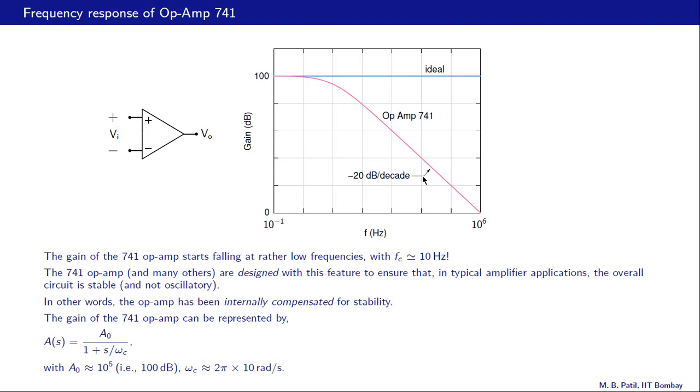So what it indicates is that there is only one single pole in this entire system, and therefore A of S is equal to A0 by 1 plus S by omega C. A0 is the low frequency gain, which is 100 dB. 100 dB corresponds to 10 raised to 5. So A0 is just a constant equal to 10 raised to 5, and omega c is the cutoff or corner frequency, that is somewhere here, and in hertz it is about 10 hertz. In radians per second it is 2 pi times 10 radians per second.